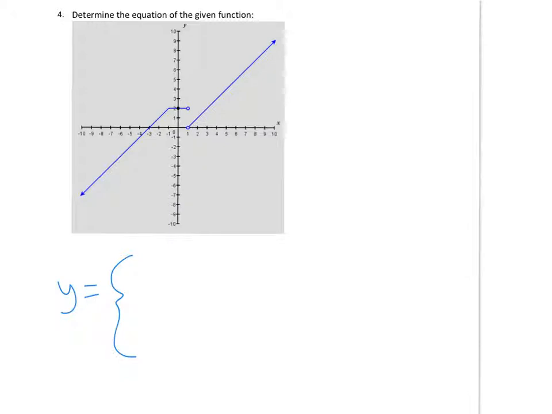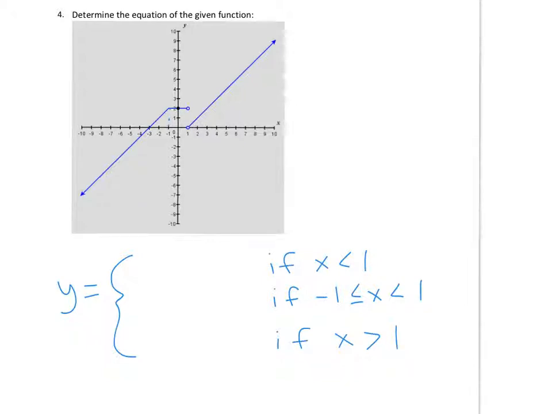It looks like the changes happen at x equals -1 and at x equals +1. So the first case is going to include if x is less than -1, and then the second case is if x is between -1 and +1. Doesn't include the +1 though, because there's an open circle there. And then the last case is if x is greater than 1. And that doesn't include the 1 either, because there's an open circle on that part also.